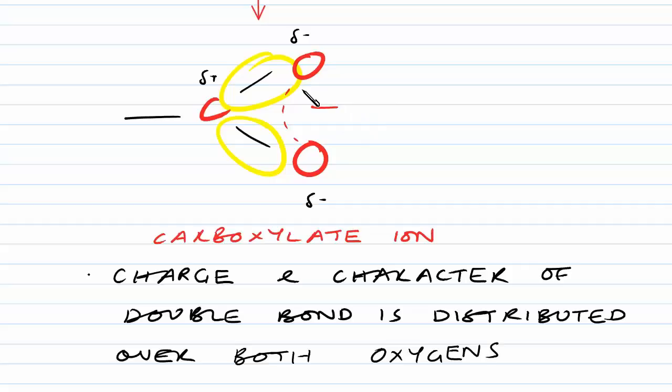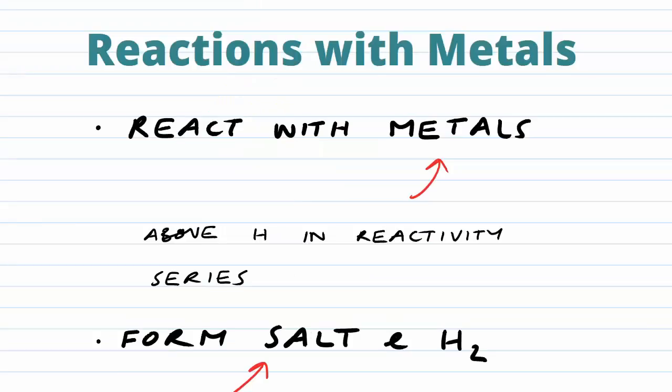So let's have a look at some of the most simple reactions of our carboxylic acids. Our carboxylic acids will react just as you would expect acids to. We know it's a weak acid, so the only difference in its reaction is that it's going to react slower than strong acids such as hydrochloric acid. So carboxylic acids do indeed react with metals, and they'll react with metals above hydrogen in the reactivity series.